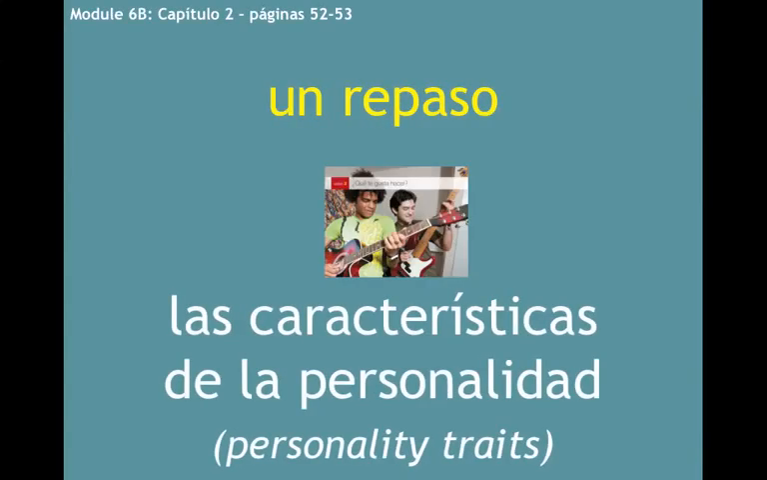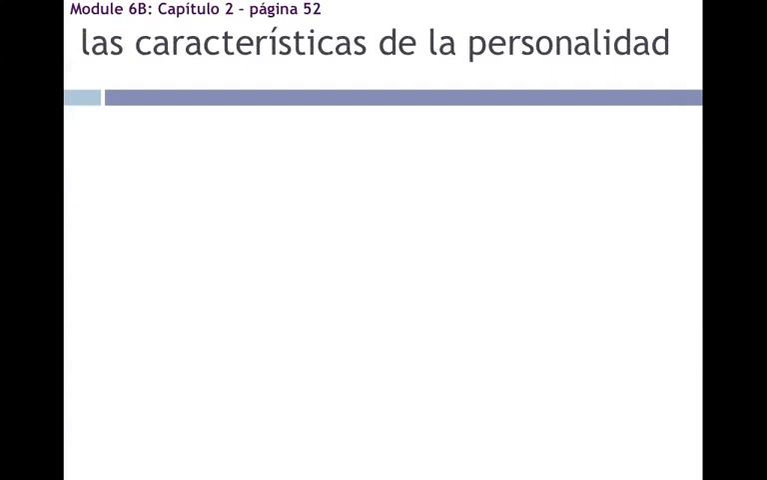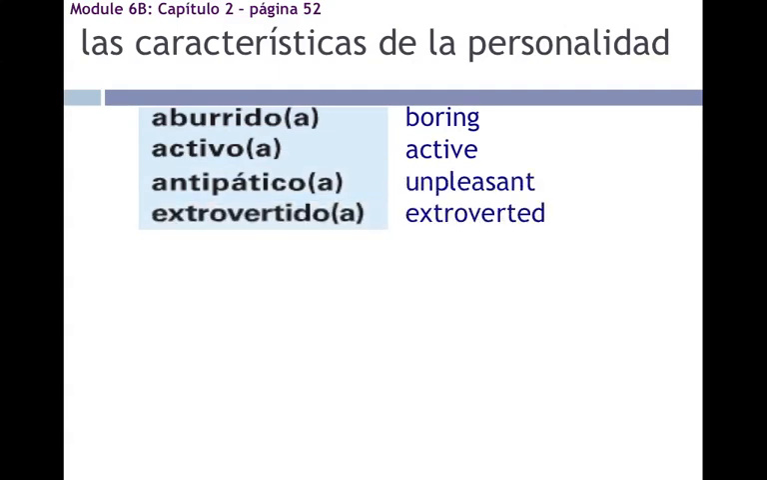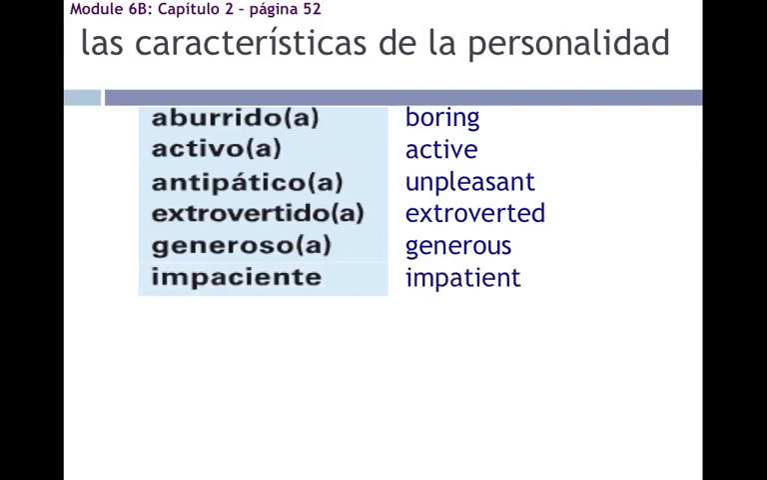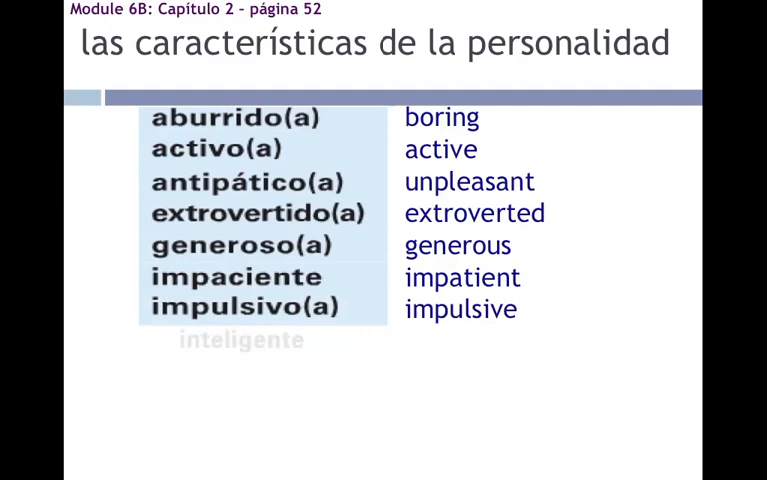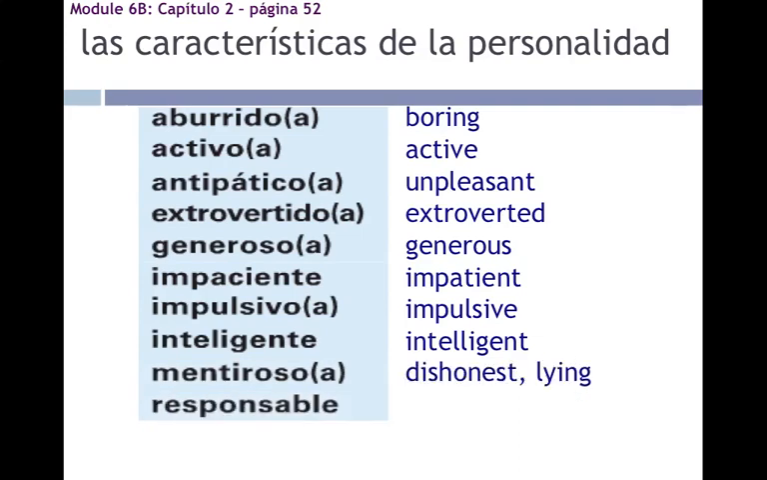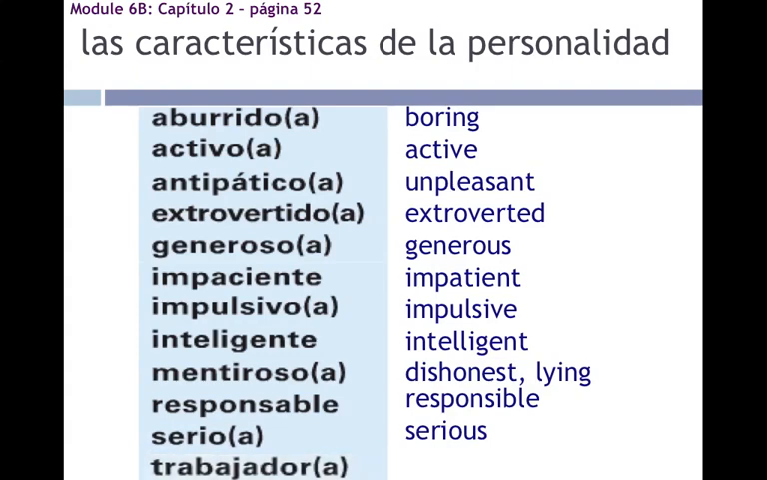So on we go to un repaso de las características de la personalidad. ¿Me repitan, por favor? Aburrido, activo, antipático, extrovertido, generoso, impaciente, impulsivo, inteligente, mentiroso, responsable, serio, trabajador. On the next screen, call out the Spanish before it disappears.